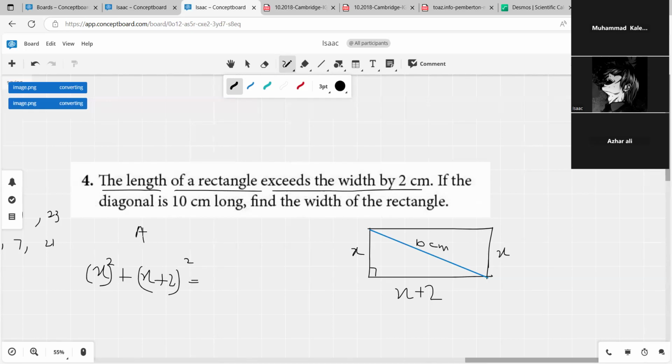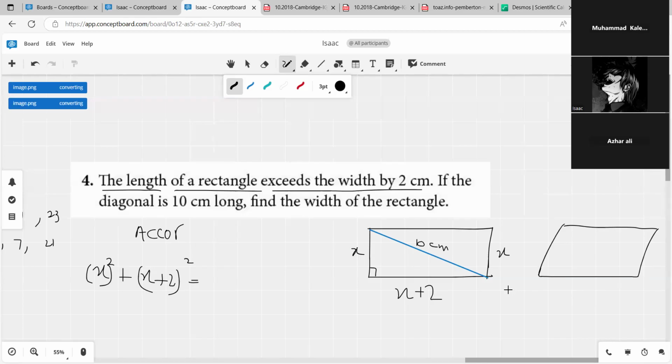According to Pythagoras theorem, it's a right angle triangle. Oh, yeah, it's a rectangle. In a rectangle, that's a property of a rectangle: each corner angle is 90 degrees. If it's not 90 degrees, then it will be a parallelogram. The only difference between a parallelogram and a rectangle is the angle.